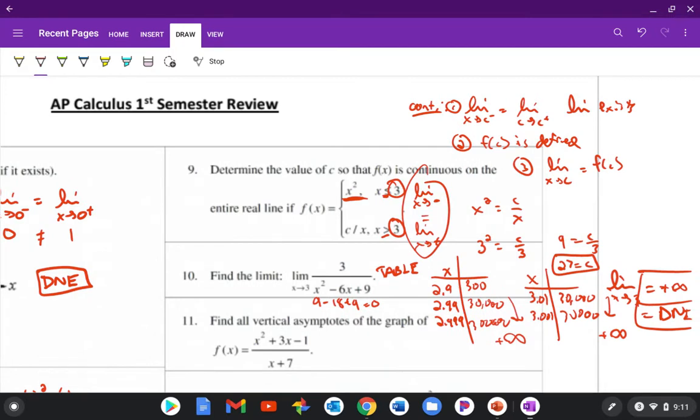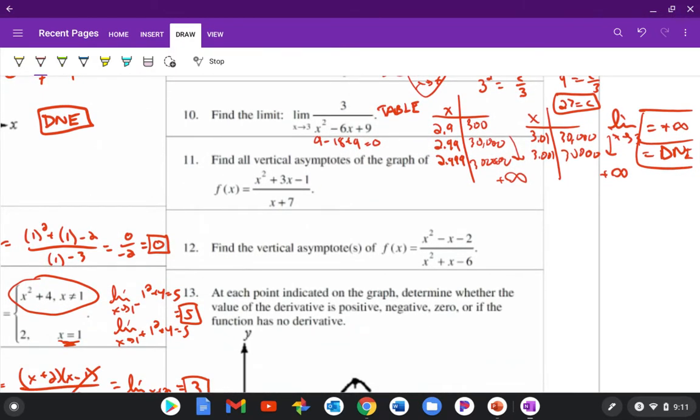All right, the next one is vertical asymptotes. So vertical asymptotes of this function. Remember, vertical asymptotes are the zeros of the denominator that are not also zeros of the numerator. So we just do x plus 7 equals 0 and solve it. We get x equals -7. That makes the bottom 0.